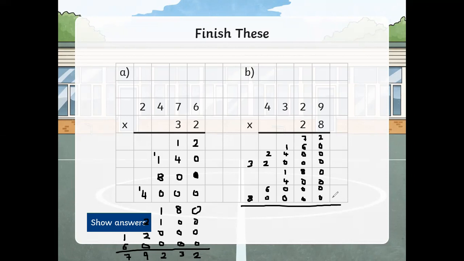Add these all up. 2 plus all those zeros gives us 2. 7 plus 6 is 13. Plus 8 is 21. So write the 1 and carry the 2. 2 plus 1 is 3. Plus 4 is 7. Plus 1 is 8. Plus 4 is 12. 2, and we carry the 1. 1 plus 2 is 3, plus 2 is 5, plus 6 is 11. We put the 1 here, we carry the 1. 1 plus 3 is 4, plus 8 is 12.